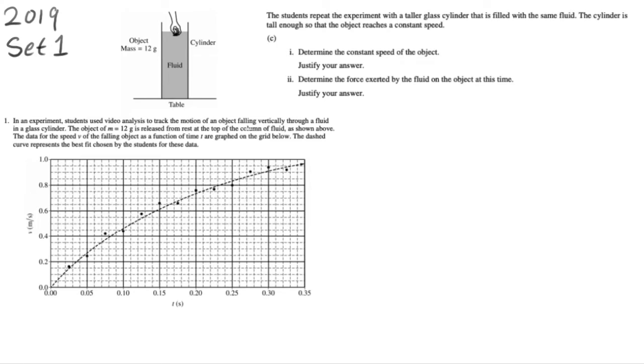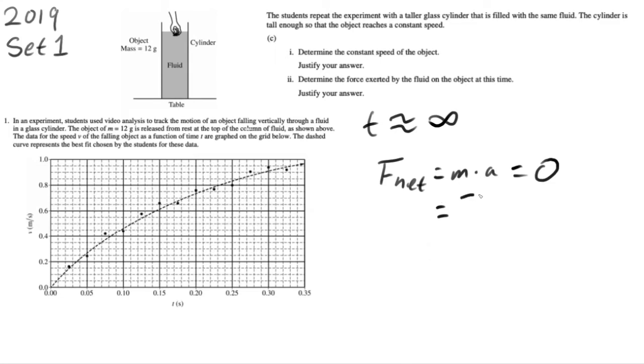For question C, part II, determine the force exerted by the fluid on the object at this time. We've already said that time will approximate infinity. Keep this in mind. But we also know at this point that the object is at a constant speed, so there's no net acceleration. So I immediately think of Newton's second law, force equals m times a, which equals 0.